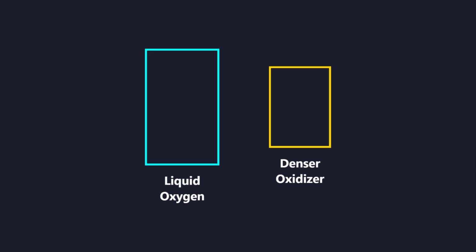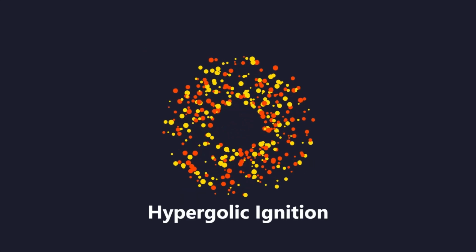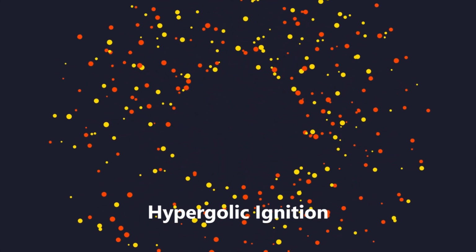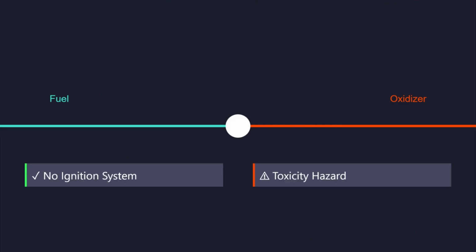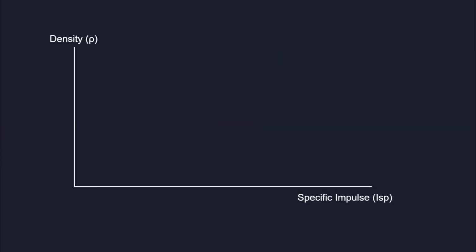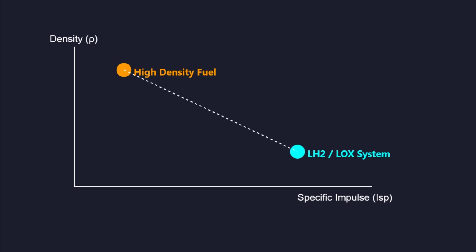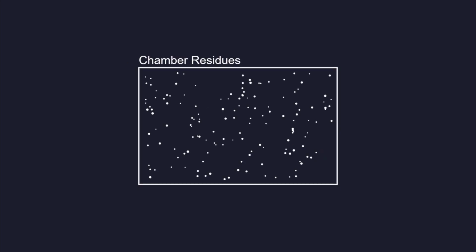Rocket scientists explored using it as an oxidizer because it is denser than liquid oxygen and hypergolic, meaning it ignites spontaneously with fuel. The hypergolic nature eliminates the need for complex ignition systems in rocket engines, but the extreme toxicity and handling hazards outweighed the performance benefits. While it offers high density, the specific impulse is lower than that of liquid oxygen and hydrogen systems, making it less efficient for deep space missions.